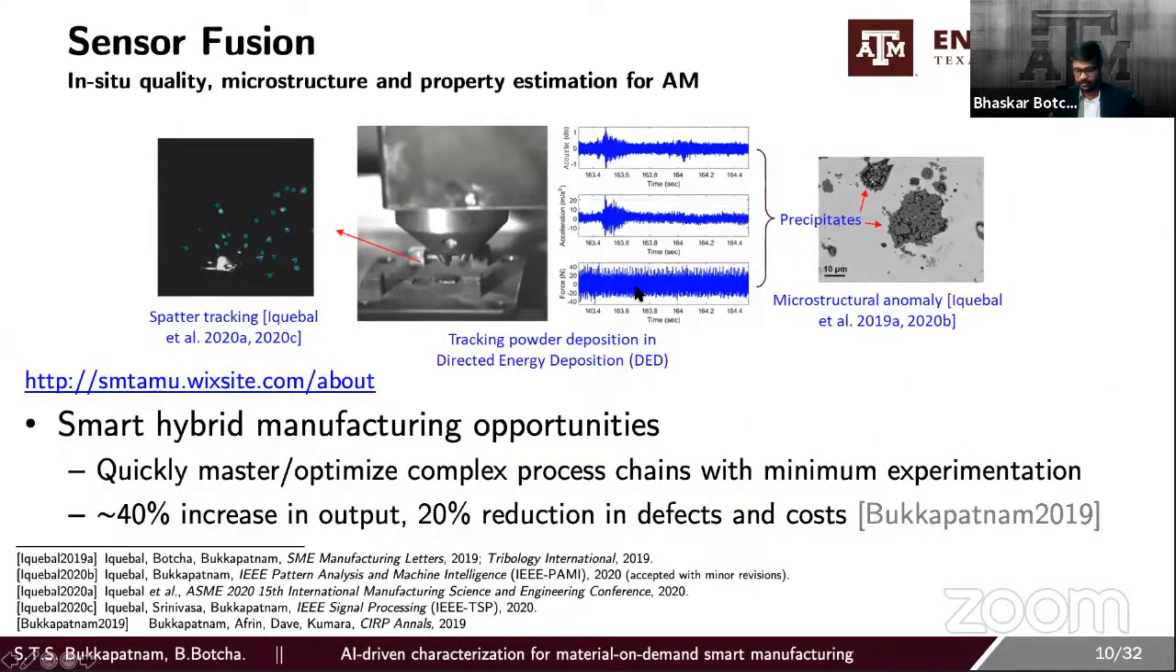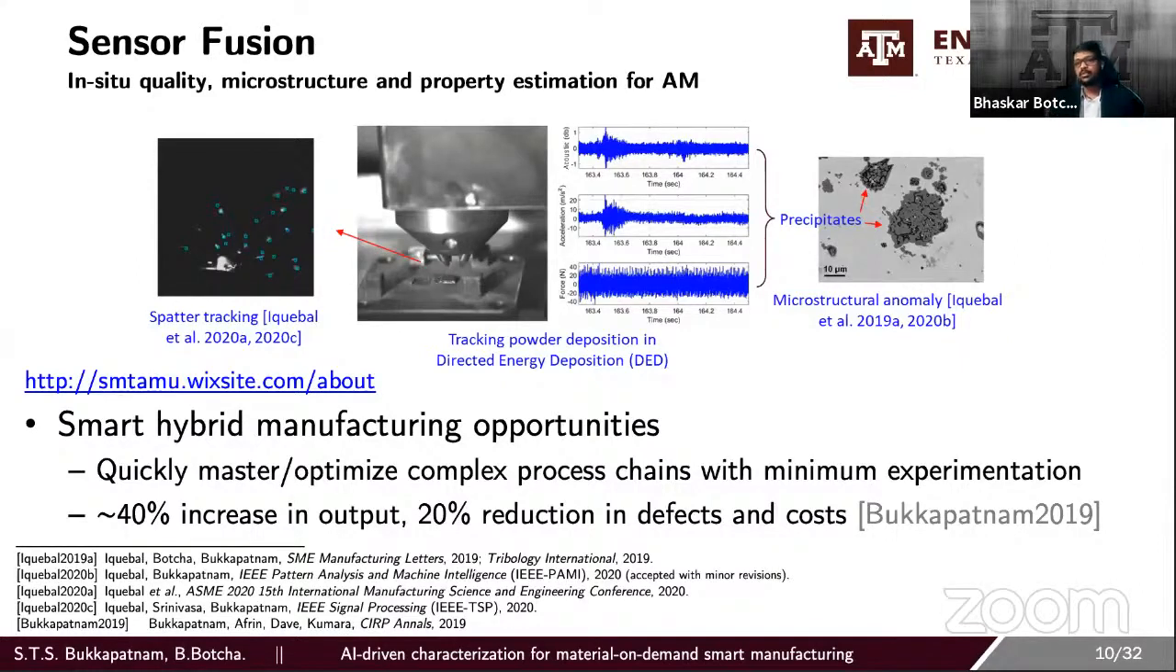So the next concept is sensor fusion. In this particular machine tool, what we have done is sensorize this hybrid machine tool. We have a force sensor, an acoustic emission sensor, and an accelerometer, and all of these can collect data simultaneously. Each of these sensors can go up to acquisition rates of 1 megahertz, that is, 1 mega sample per second.